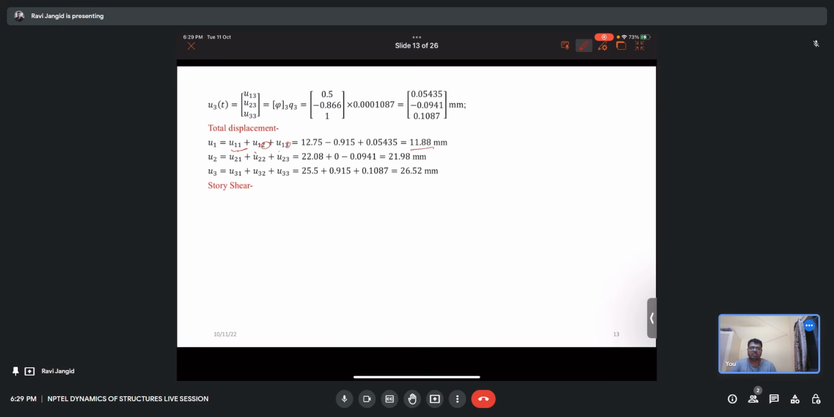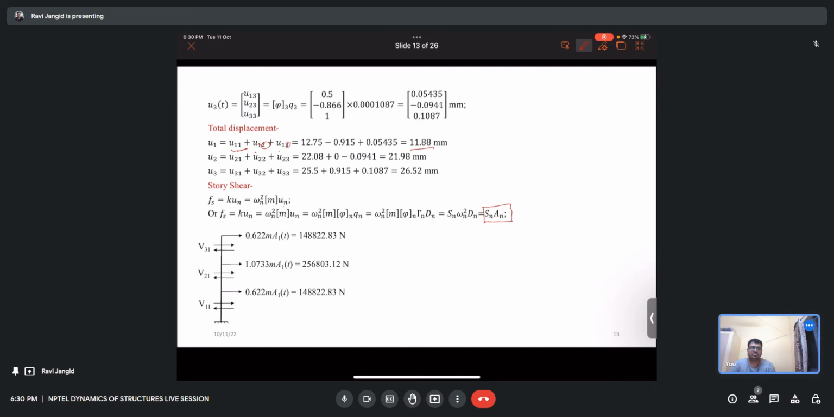Okay, now come to the story shears. For the story shears we have discussed that we can calculate the static force f_s equal to k times u_n, that is omega n square m times u_n, or we can do it by f_s equal to k u_n, and simplifying this as modal expansion times a1. We have calculated the modal expansion earlier, so we can use it directly here. This vector is from the previous question, the modal expansion, and put the value of the mass as 45,000 and a1 as 5.31 something or 5.7 something. Okay, whatever it is.